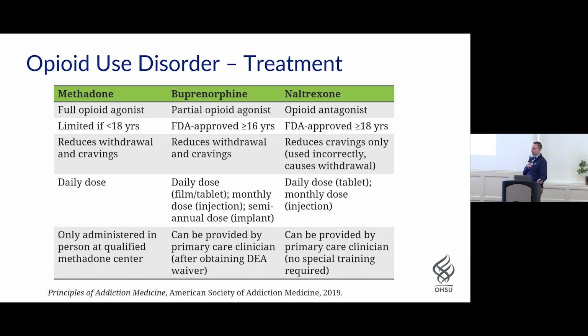Naltrexone is an opioid antagonist. So when it binds to that mu opioid receptor, it blocks any other substance from binding there, and it activates it 0%. So naltrexone is approved for anyone over the age of 18. It reduces cravings, but because it's not activating those receptors, it's not really helping with any withdrawal.